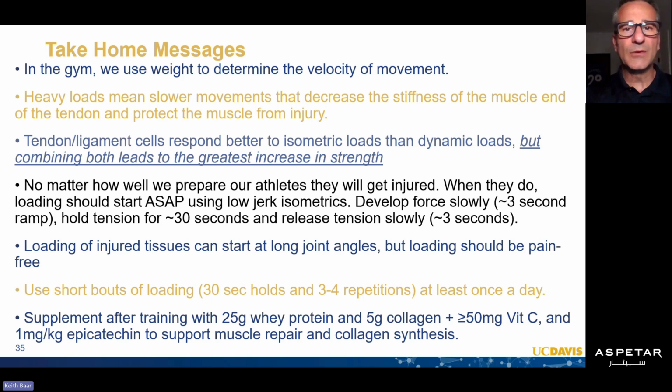Heavy loads mean slower movements, which decrease the muscle end of the tendon stiffness. Tendon and ligament cells respond better to isometric loads than dynamic loads. Really, all that's happening is when we load quickly, the load is only going through a small part of the tendon where the strongest collagen is. When we hold an isometric, that load gets through the whole tendon, because as the strong part relaxes, the next strongest part, then the next strongest part gets brought in. They all get the signal.